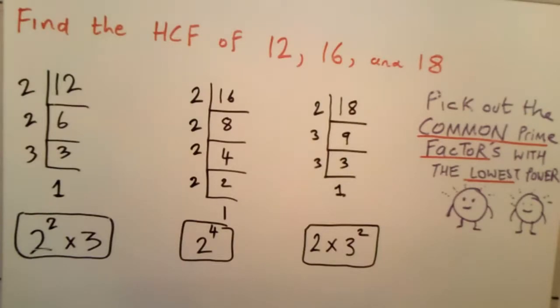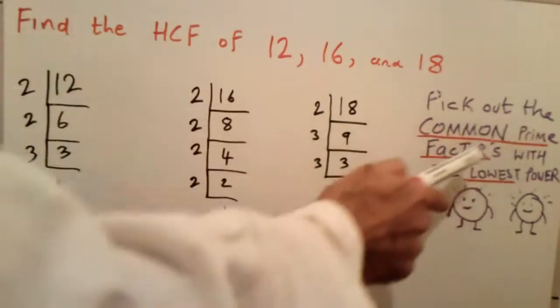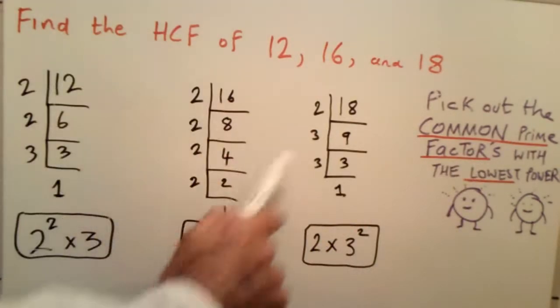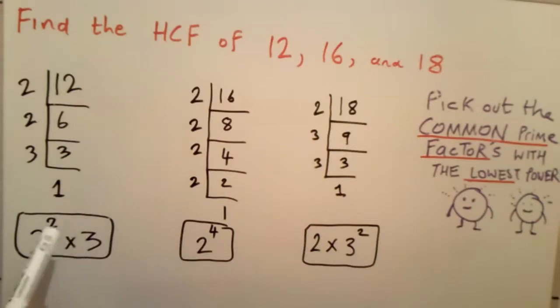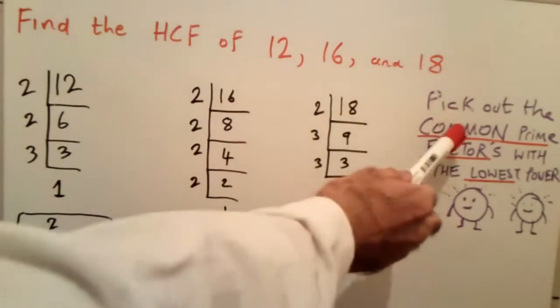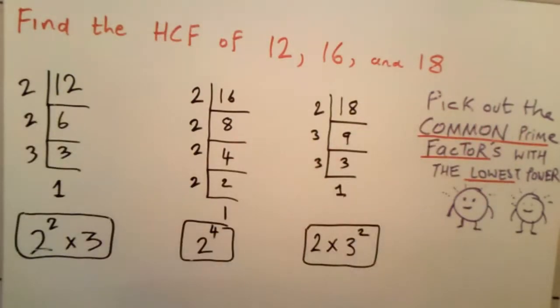If you compare the method of finding the lowest common multiple, which we discussed in an earlier video, there's a difference here. Now basically what we do is we just pick out the common prime factors in all the numbers that we've found. So we've got factors here, we've got factors here, and we've got factors here. We pick out the common prime factors with the lowest power.